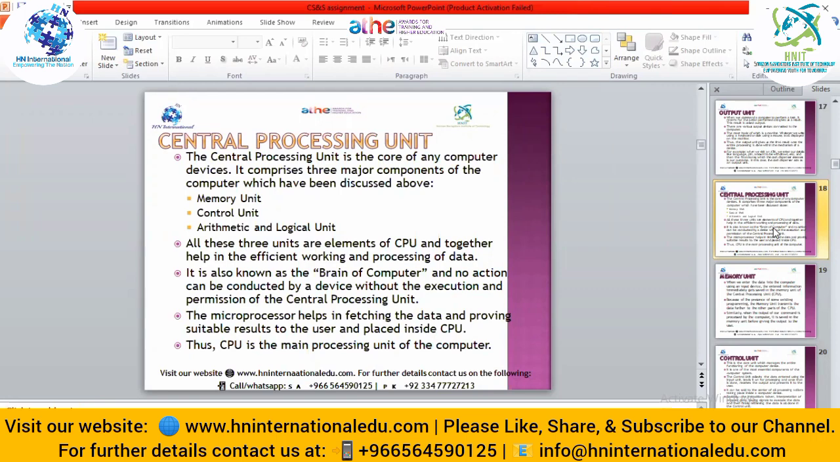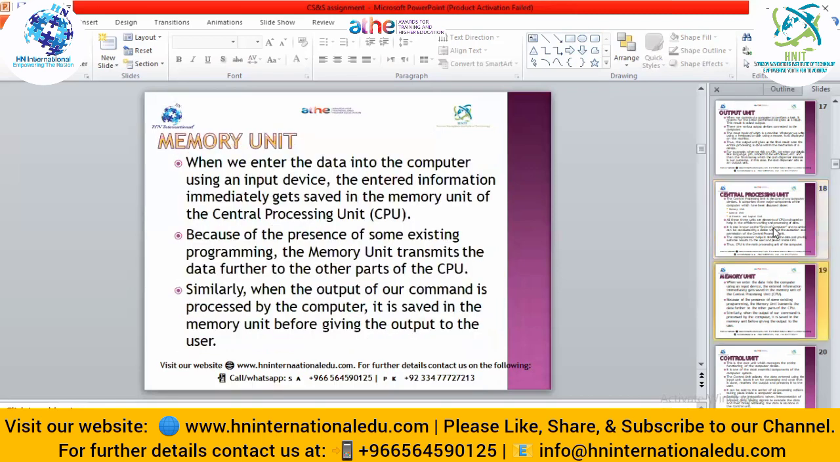So the microprocessor helps in fetching the data and providing suitable results to the user. By using the input unit, we are giving data to the CPU, and then the CPU, after processing, gives that data to the output devices. So that is the central device in between the input unit and the output unit.